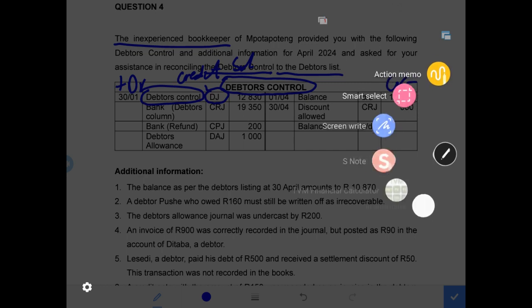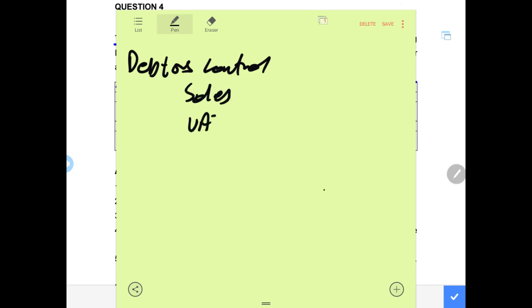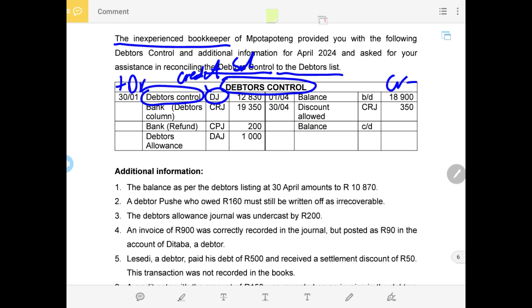Now let us check when we sell something on credit. What entries are affected? When we sell something on credit, we debit our debtors control. What do we credit? We credit sales and VAT output. So the total of the amount of sales plus the amount of VAT output will be the contra entry for debtors control, the amount that will be on the debit side. So the description is supposed to be sales plus VAT output and not debtors control as the contra entry for the debtors control ledger account.